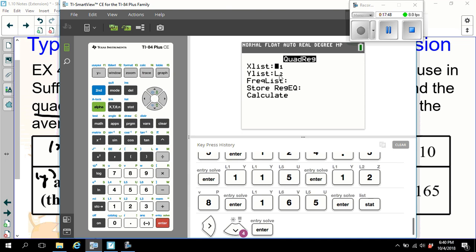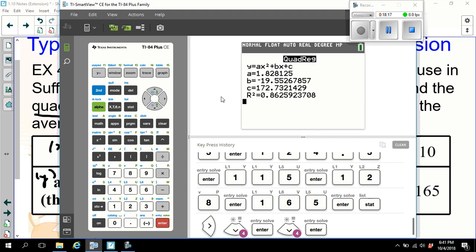So since that works, we're just going to down arrow all the way to calculate until it's highlighted. From here, what you're going to do is press enter. And now what you're going to see is they give you the A, B, and C values. So to write our quadratic regression in standard form, we're going to plug A into where we see A, the B value into B, and the C into the C value.